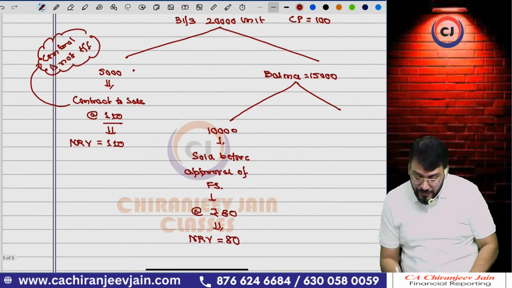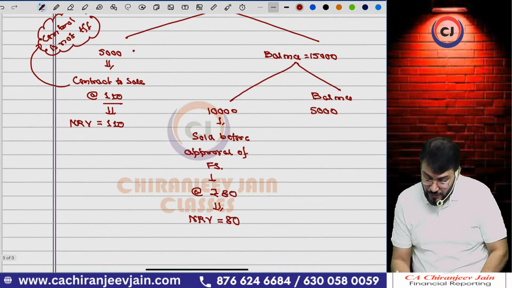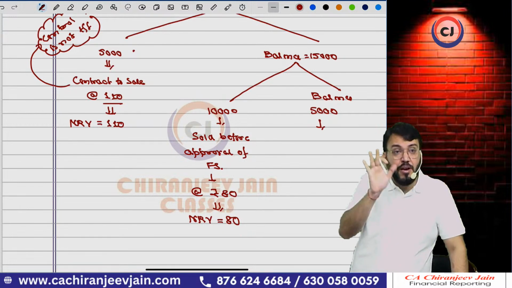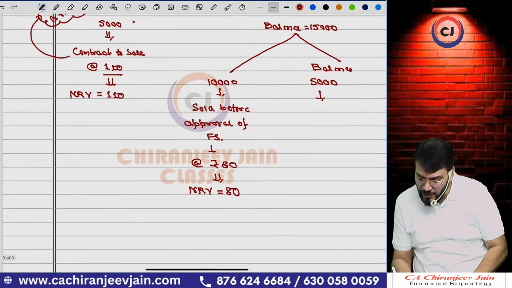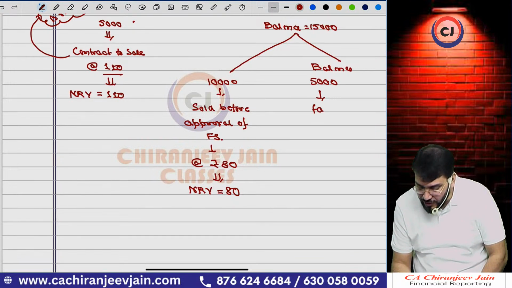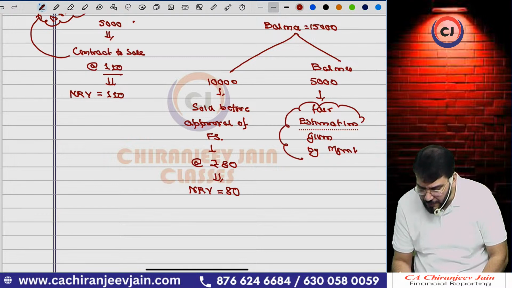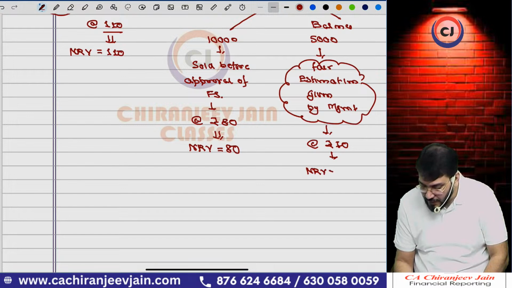Understood? What is the balance left? Balance is 5,000 again. For the balance that remains unsold on the date when the financial statement is approved, it will be sold after approval of financial statement. For this, we'll take the fair estimation given by management. Suppose they have said it can be sold at rupees 70. So 70 becomes NRV.